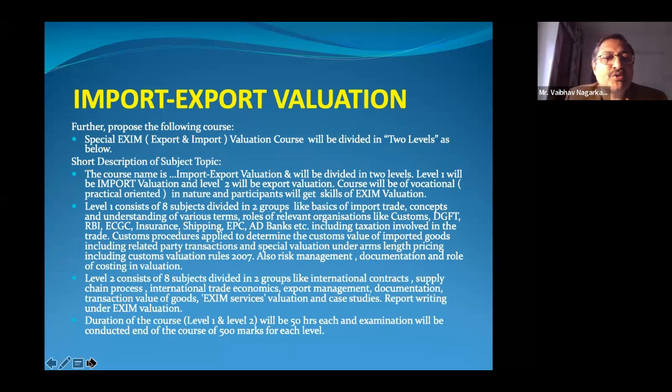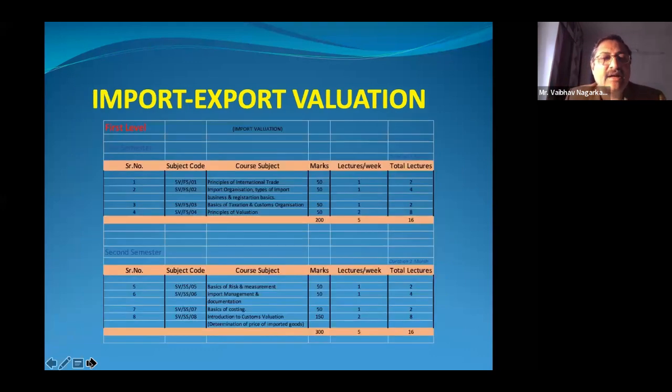The third part is the course. As I mentioned to you, we have made 2 separate courses. There are 2 levels, level 1 and level 2. Level 1 is related to import, an exclusive import course, which has 8 subjects. Level 2 is for export, again having 8 subjects. So the first level, that is the import course, has 8 subjects in front of you, covered in 2 semesters, semester 1 and semester 2. The total timeline would be 3 months, and each subject will have 50 marks.